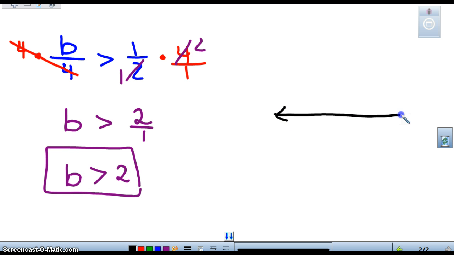Can we graph this? Open or closed circle? So b is greater than 2. That means we are pointing our arrow to the right.